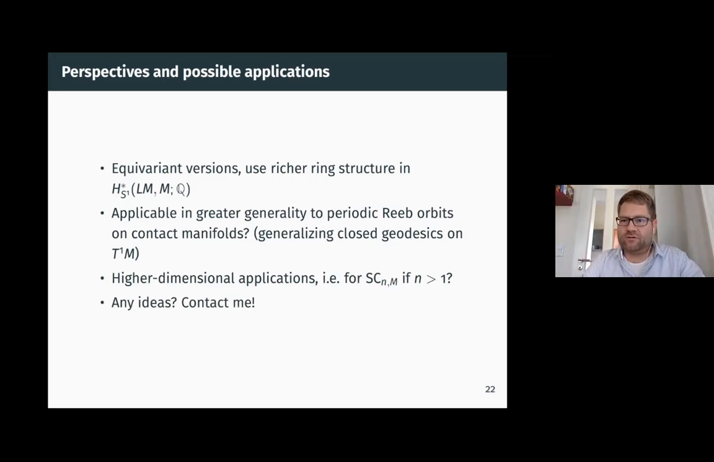If any one of you has any ideas of what to do with these things, or if you have an idea for a potential application or see a connection to your work, I would be really interested in hearing your ideas. Just feel free to contact me. I would be happy to discuss these things with any of you.